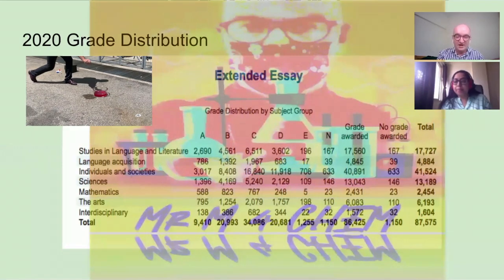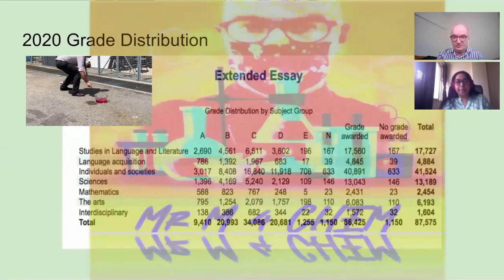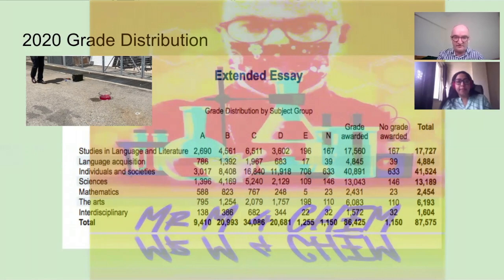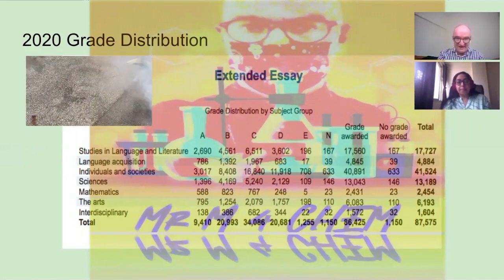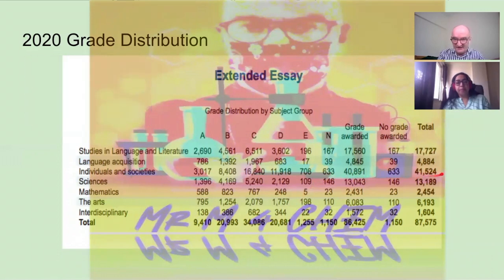Absolutely. Thank you, Miss. So this is the 2020 grade distribution, just taken from the statistical bulletin. We can see that individuals and societies here is on 41,000. Again, that's because more kids do individuals and societies. This is psychology and economics and history and those things. The sciences, you might think, well, that's only 13,000 students, but that's split between 3, and don't forget there's computer science, sports science as well, mixed into there, different areas. So it's actually quite a low number of kids, we could argue, but those kids are pretty successful.